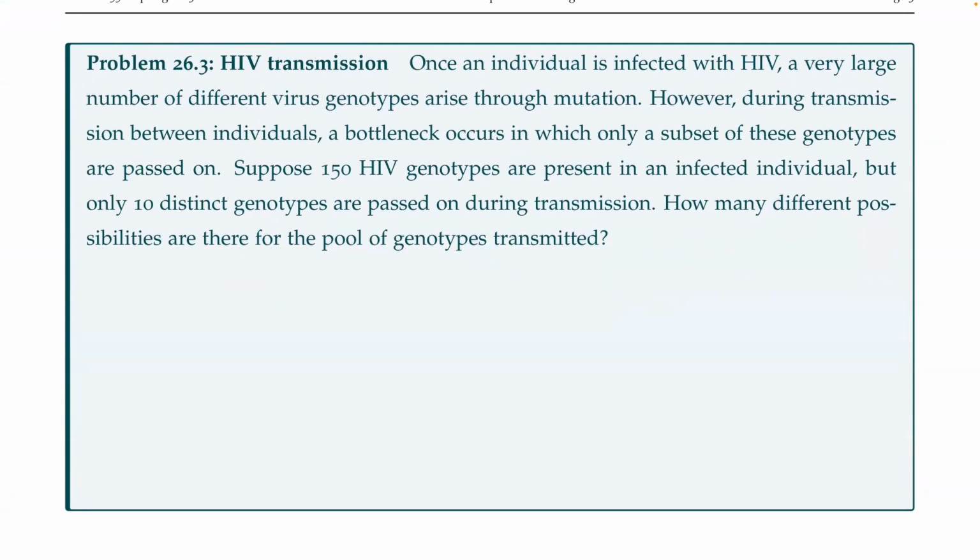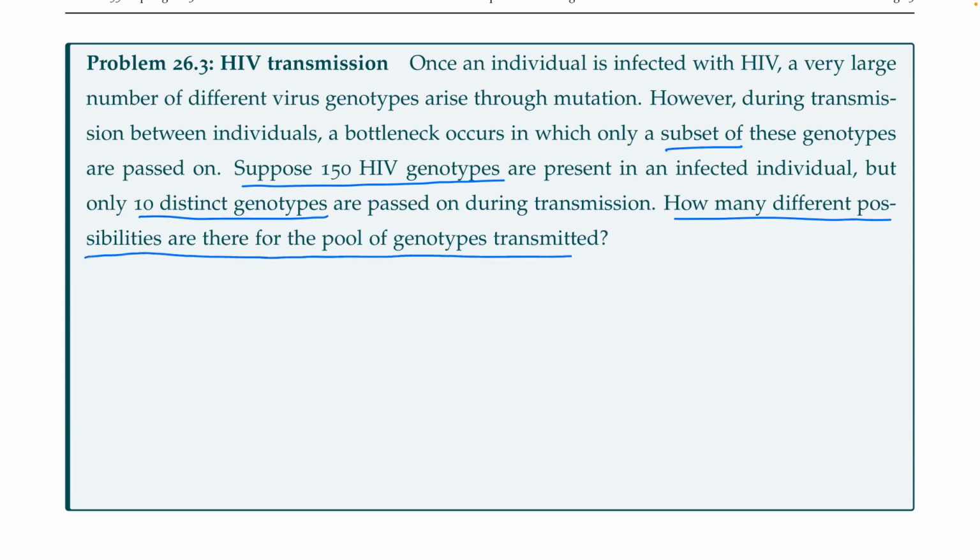Who wants a little bit more time? No one, okay. So let's just read through this. Once an individual is infected with HIV, a very large number of different virus genotypes arise through mutation. However, during transmission between individuals, a bottleneck occurs in which only a subset of these genotypes are passed on. Suppose we have 150 HIV genotypes present in an infected individual, but only 10 distinct genotypes are passed on during transmission. How many different possibilities are there for the pool of genotypes transmitted?